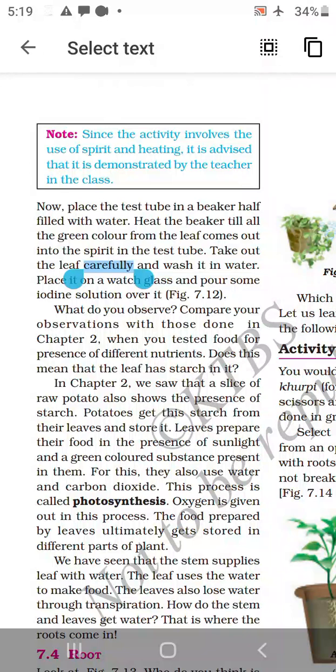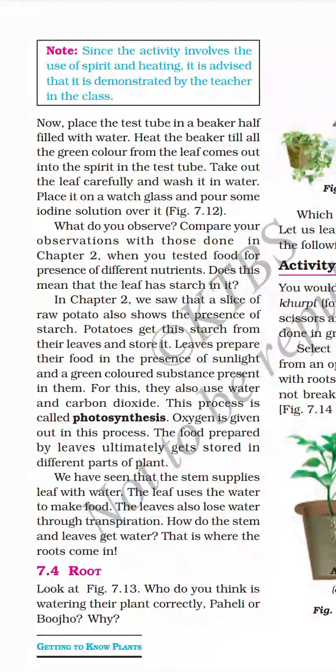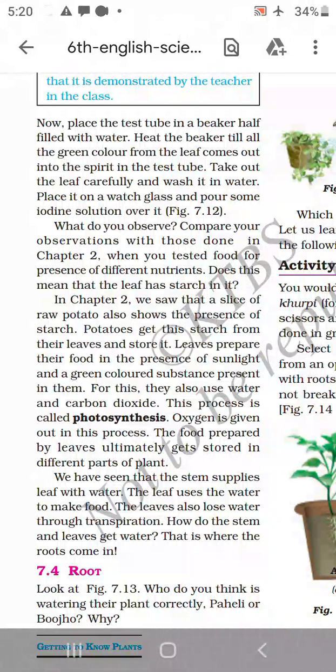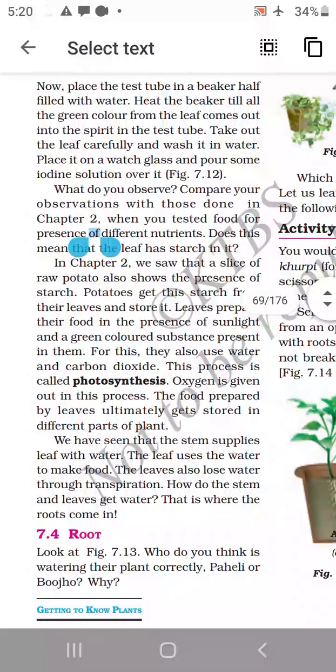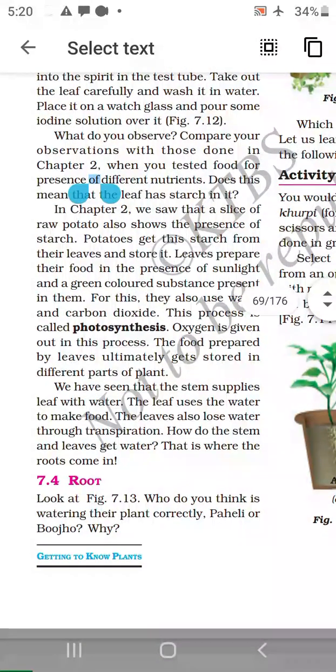Using the water given by the stem, plants prepare food by a process called photosynthesis. Oxygen is given out in this process. The leaf uses water given by the stem to make food. The leaves also lose water.